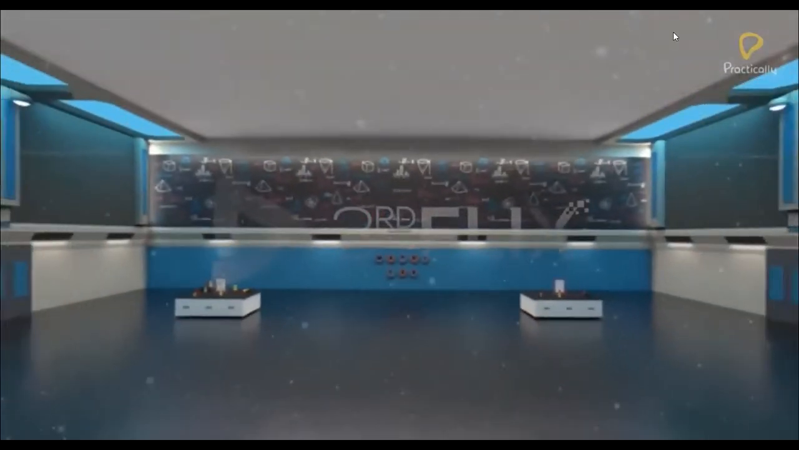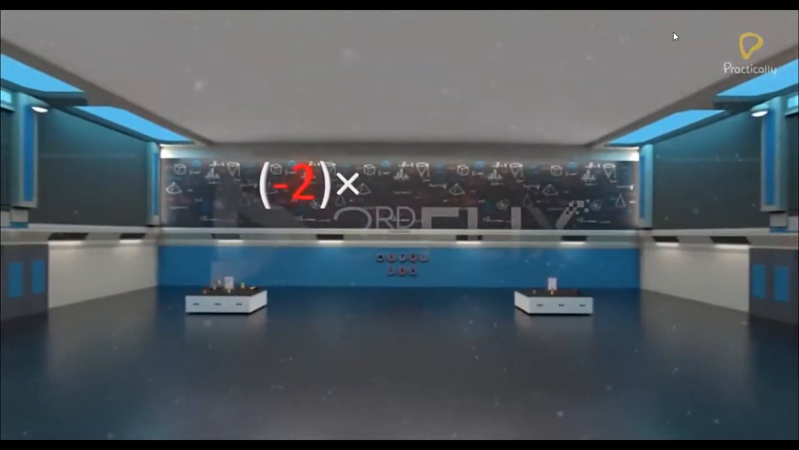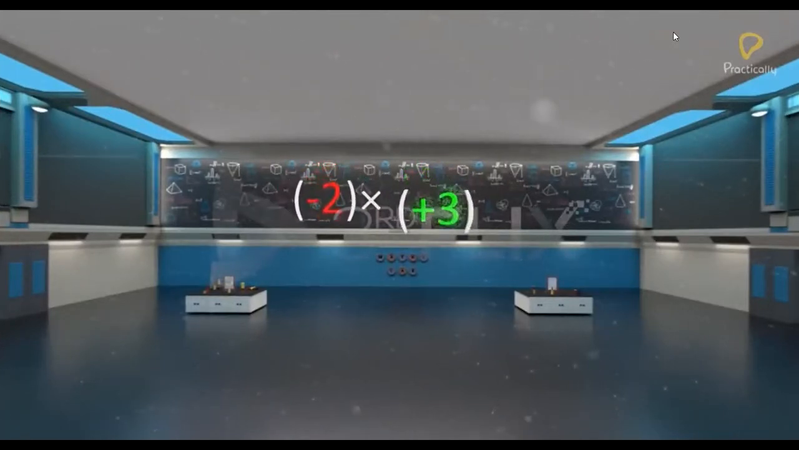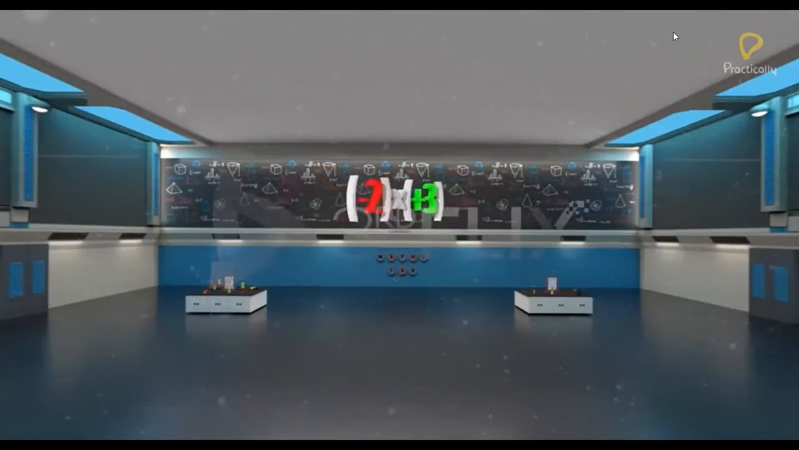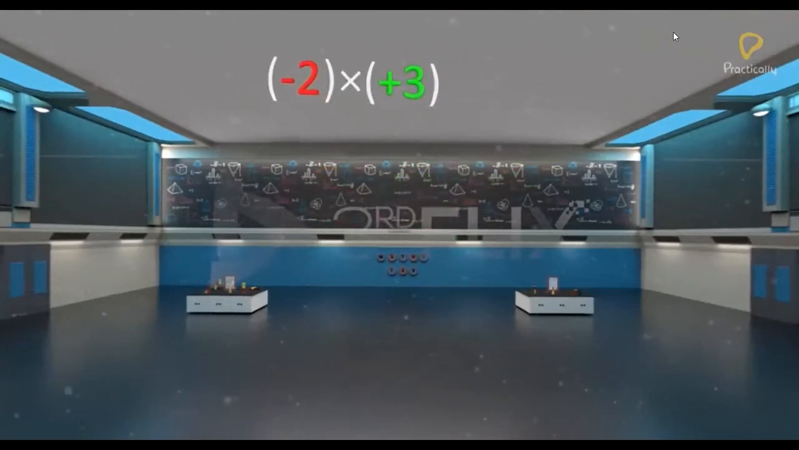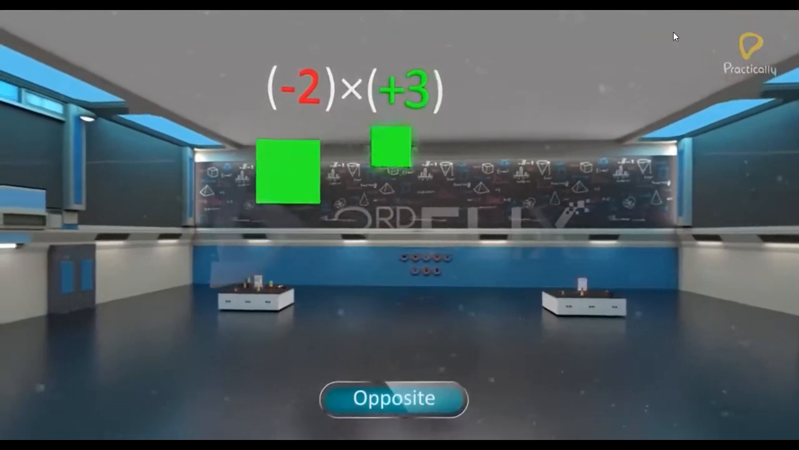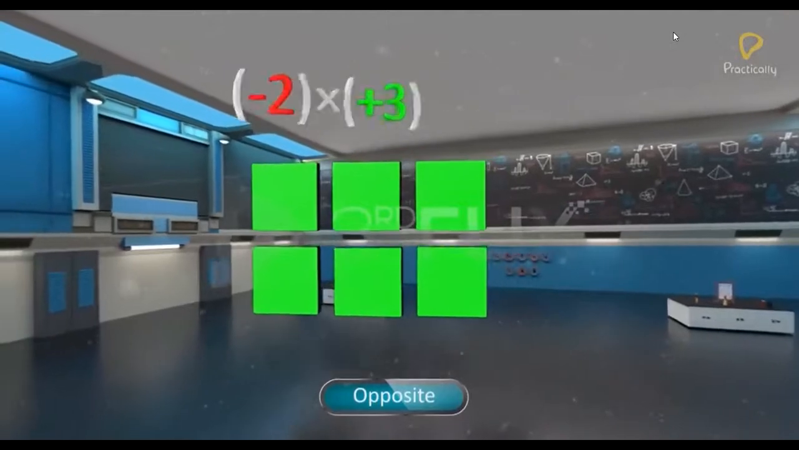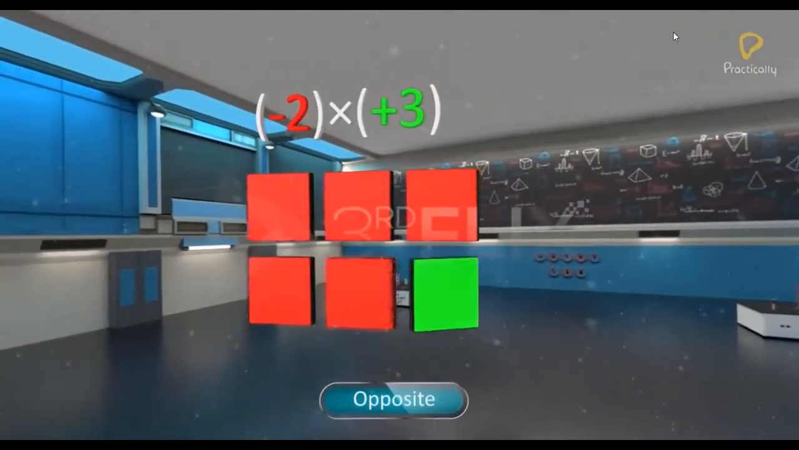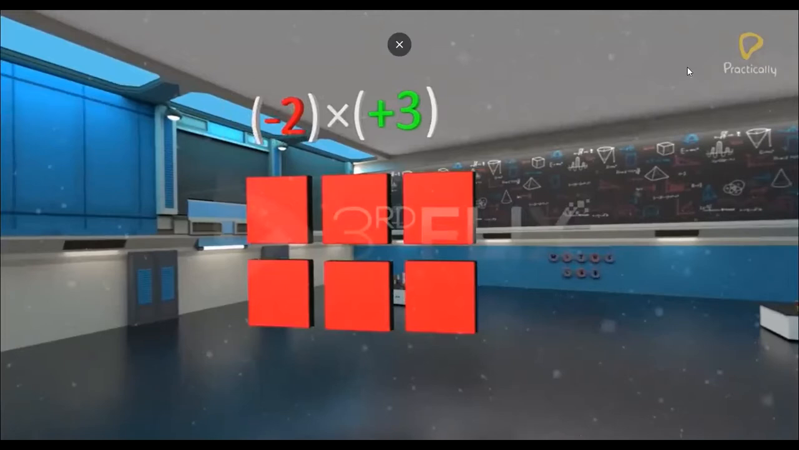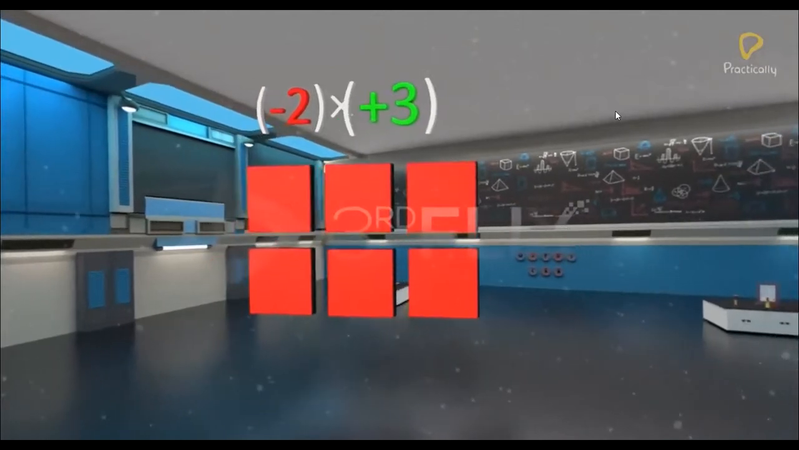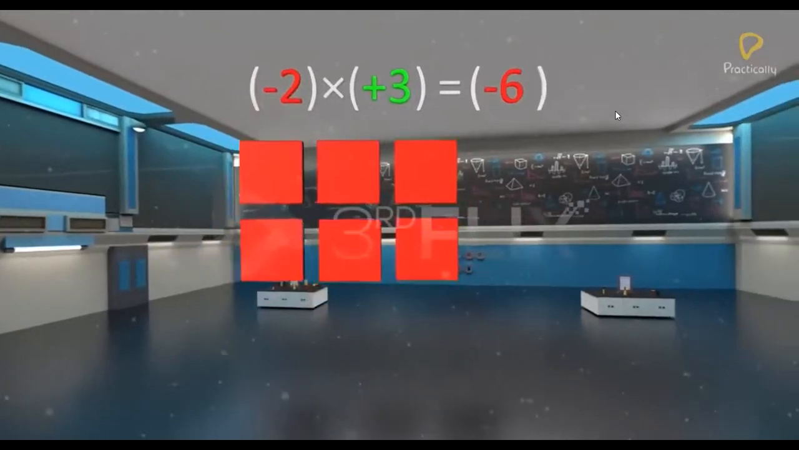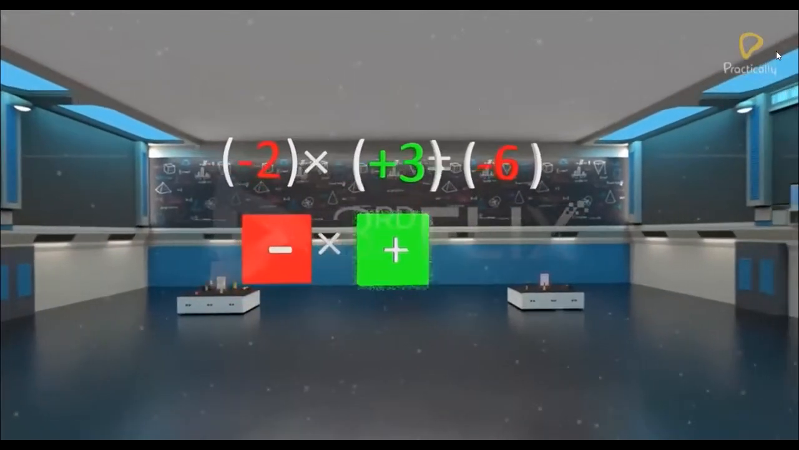Let's visualize the value of -2 multiplied by +3. -2 times +3. This numerical expression can be interpreted as the opposite of arrangement of 3 positive coins in 2 rows each. Here, the phrase opposite of indicates flip the coins. -2 into +3 equals -6. So, the product of one negative number and a positive number is a negative number.